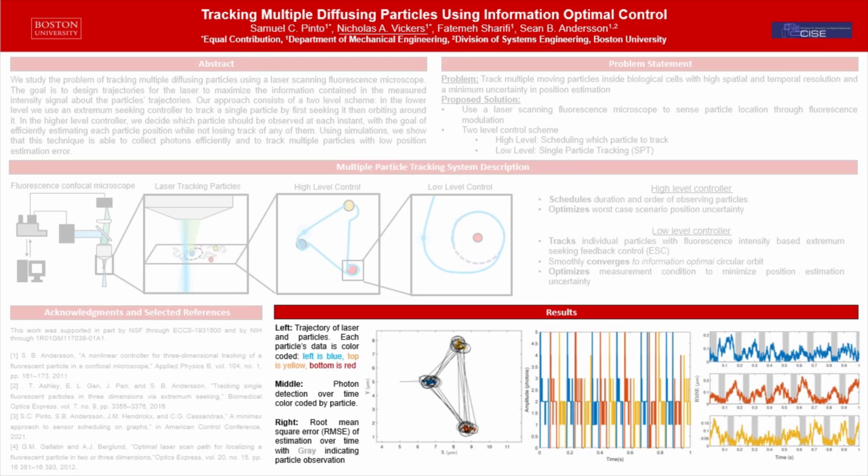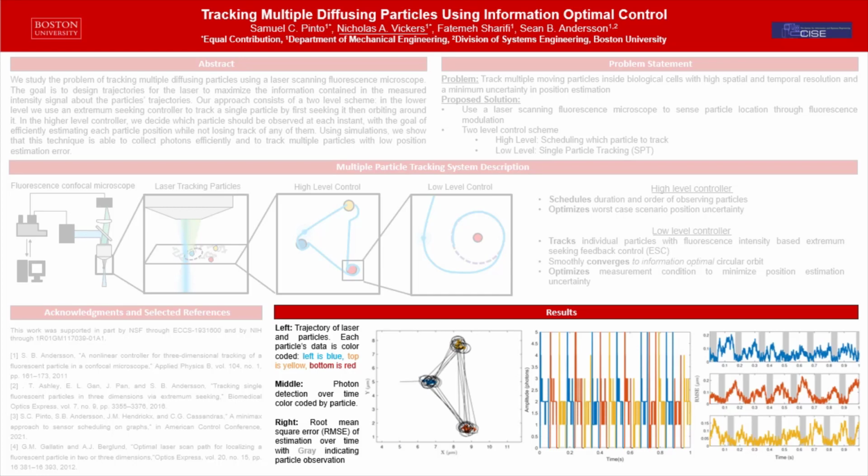We show the potential of this approach through simulations, where the trajectory of the laser iteratively visits each particle, and at each particle we switch to the lower level controller where it commences to orbit the particle while tracking it. Particle position estimation was done by applying a particle filter and a Rauch-Tung-Striebel smoother to the detected fluorescence intensity data. This resulted in a root mean square error of estimation of 100 nanometers with lower photon counts than conventional approaches.